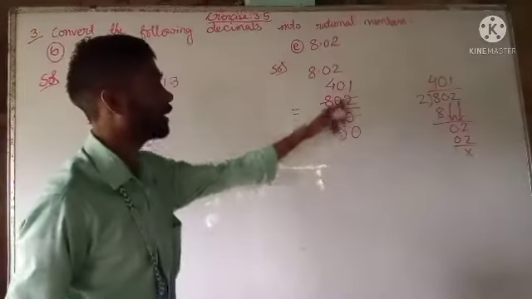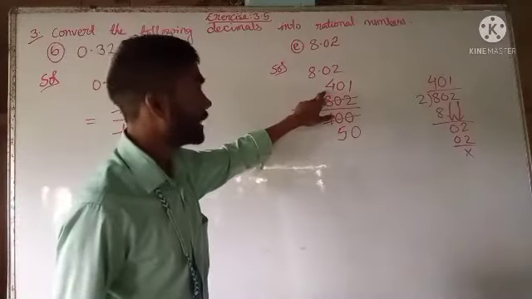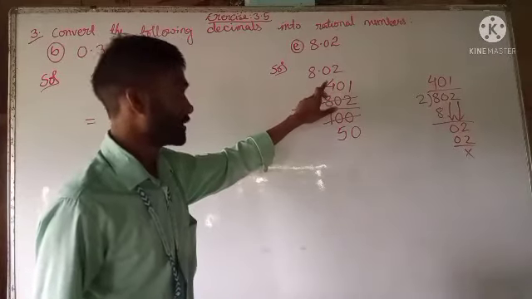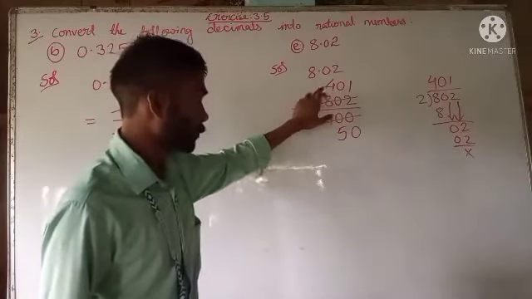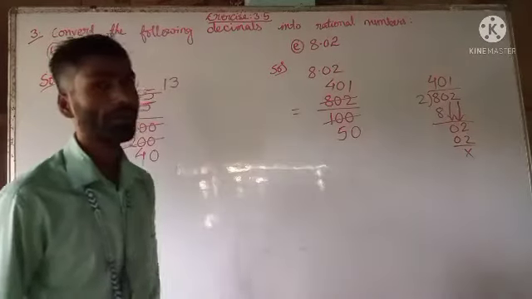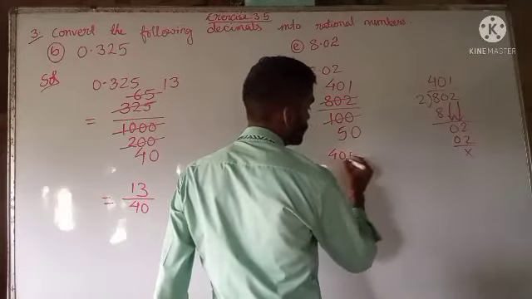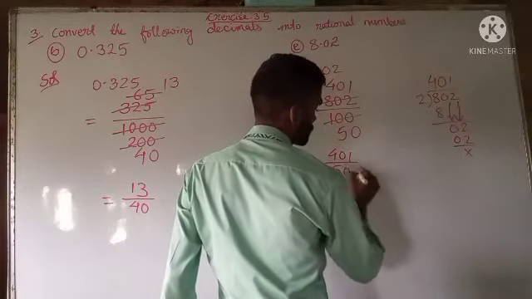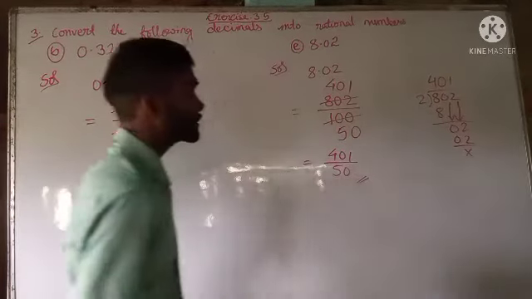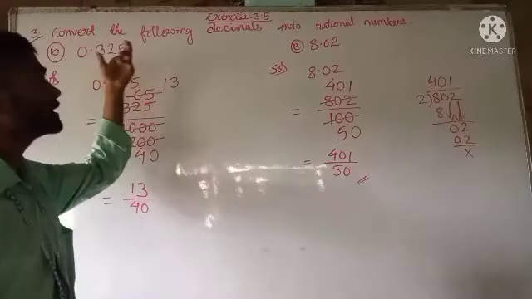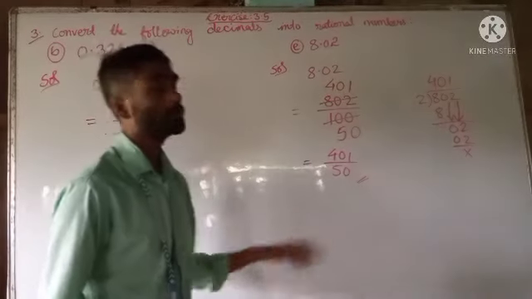So we got 401. Now this 401 is not divisible by 2. It is not divisible by 3 also. So we see that they have no common factor, so we write them as it is, that is 401 by 50. This is our required answer. In this way we can convert decimals into rational numbers.